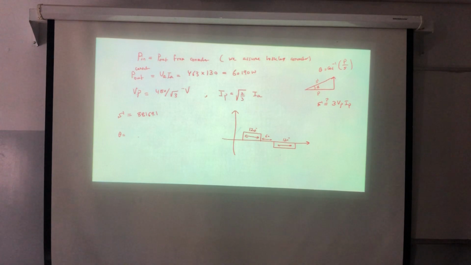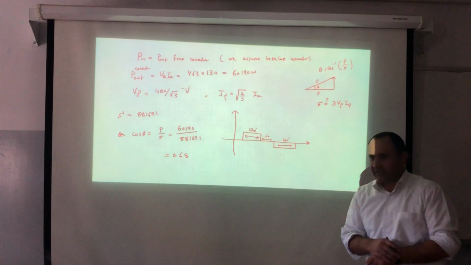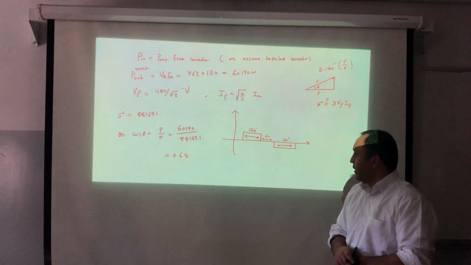Now I need the power factor, right? So I need cosine theta. Cosine theta is equal to P over S. So this will equal 60190 over 88169.1, and this will equal 0.68. Lead or lag? Lag.